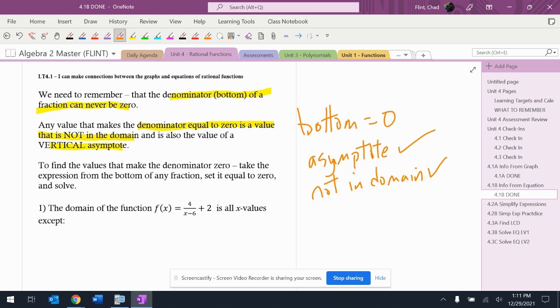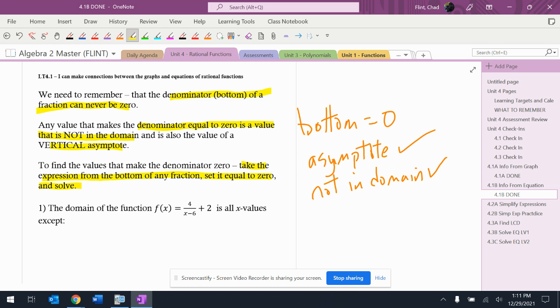explanatory, because if the denominator cannot be zero, we're finding the x values that make the denominator zero, which would mean those are the values that x cannot be because they make the denominator zero and violate this rule. It all kind of pieces together. All right, so what we're going to have to do is take the expression from the bottom, set it equal to zero, and solve it, which is going to be very, very simple sometimes, maybe a little bit more complicated.